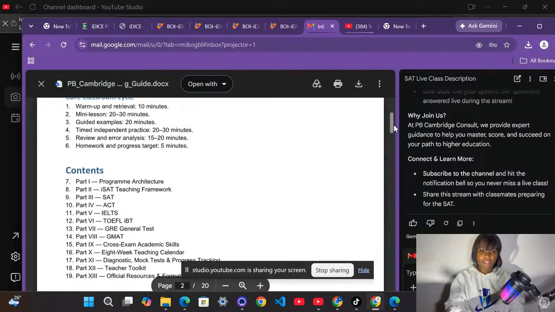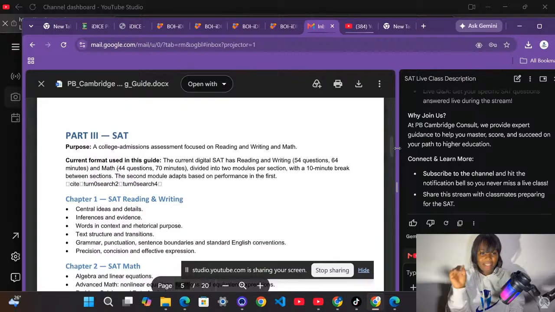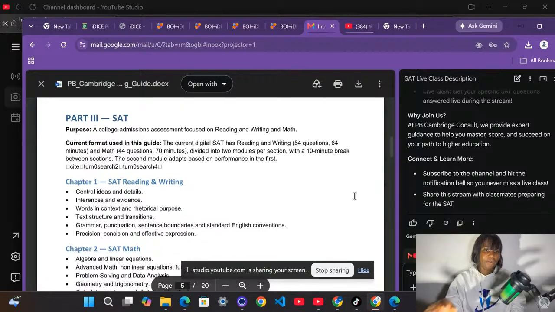We're gonna go down to the SAT, the part 3, which is the SAT. So as you can see here, the purpose of the SAT is to assess students based on reading, writing, and math.